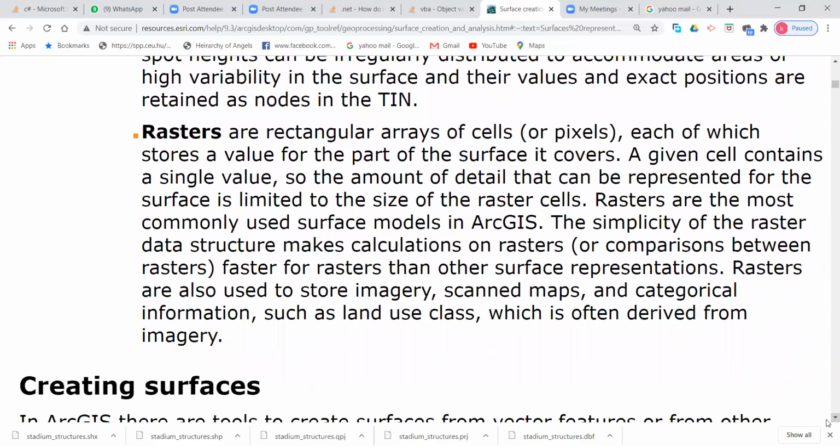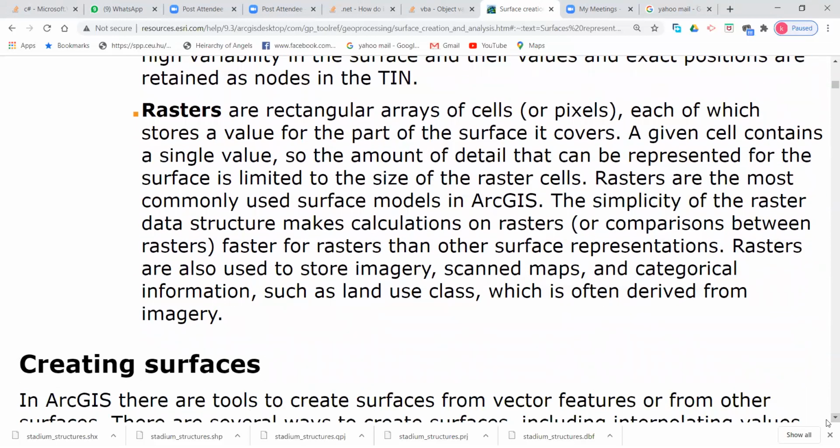Let's look at rasters. Rasters are used in GIS for most of the surface analysis. Rasters are rectangular arrays of cells. But once you talk about surfaces, we should realize that every project area can be tessellated. I'm saying this again; sometimes when you're lecturing, you repeat something already said.